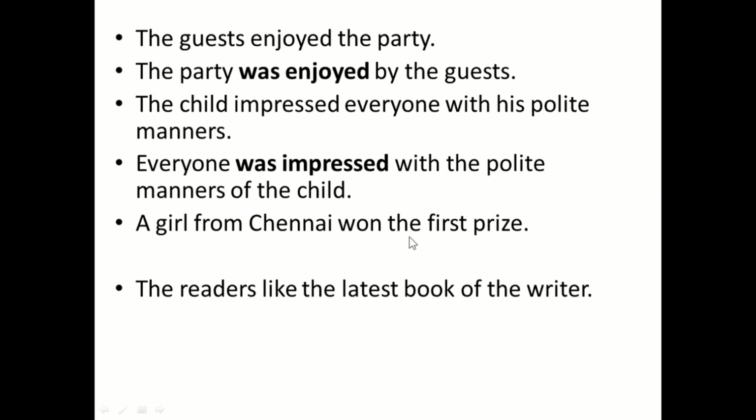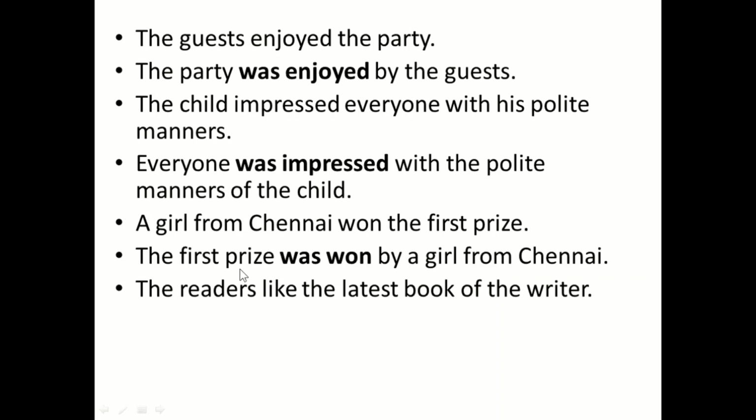A girl from Chennai won the first prize. Now here you have to pay attention. Girl is your subject, not Chennai. From Chennai is our prepositional phrase. So a girl won the prize, the first prize actually. So this is your subject, that will be your object, and this is your object, that will be the subject. So the first prize was won by a girl from Chennai. We know that a prepositional phrase you can write in the middle of the sentence, at the beginning, or at the end. It will present the same thought.